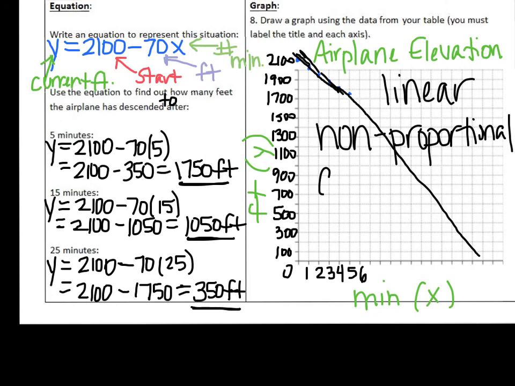And this does represent continuous data, remember, which means that we can connect the lines because we do have values between each of our increments. So between 0 and 1, there are certainly 60 seconds that the airplane is going down. So we can have partial minutes. And that is it.